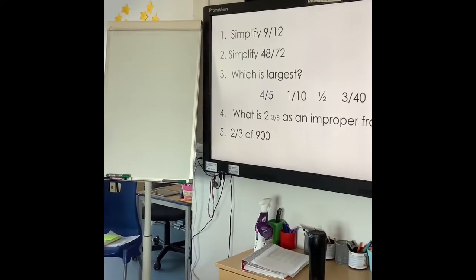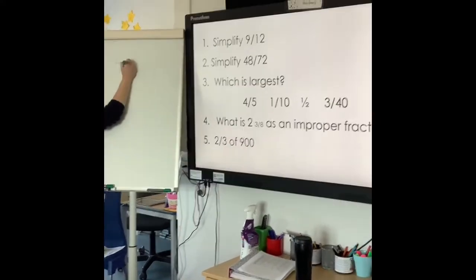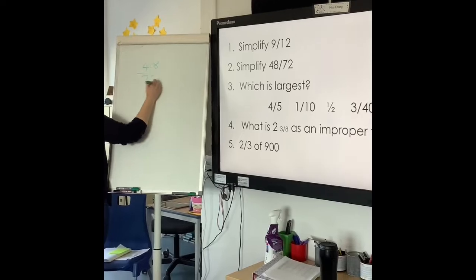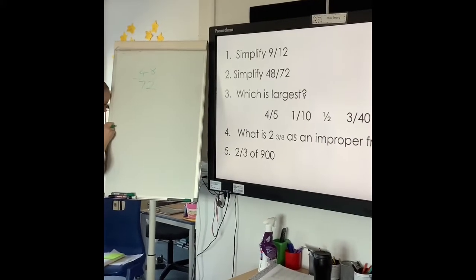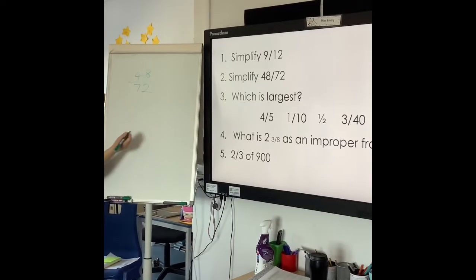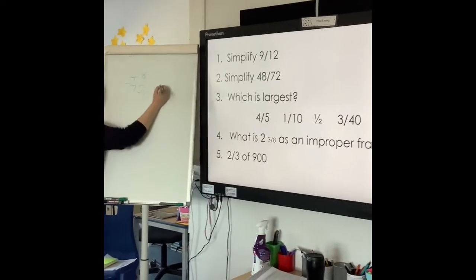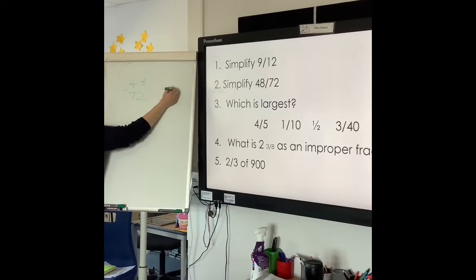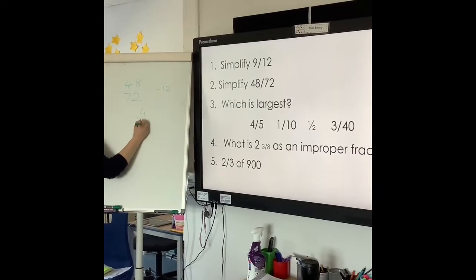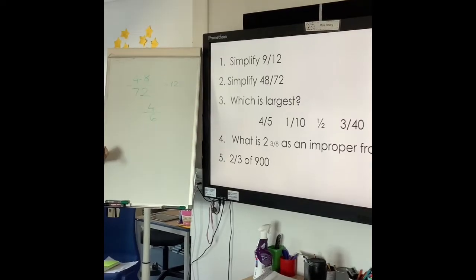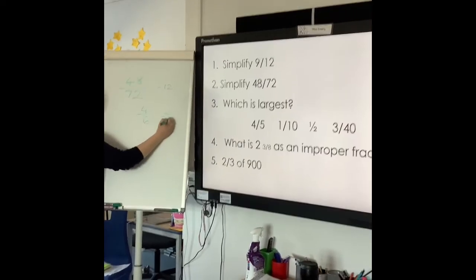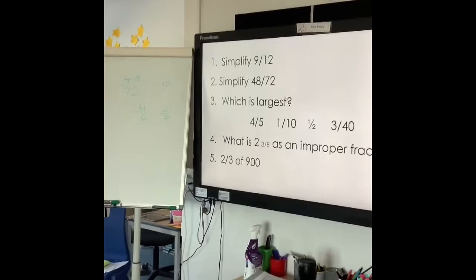Second one, simplify 48 over 72. They are both in the 12 times table. So you divide both by 12, which should give you 4 sixths, which you could simplify again. That's 2/3.